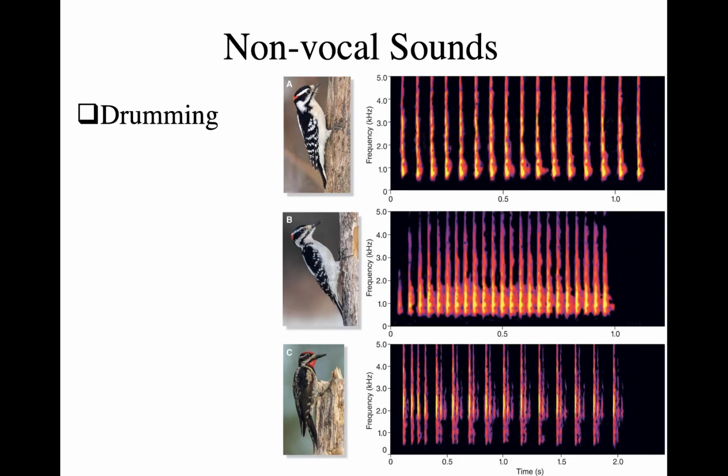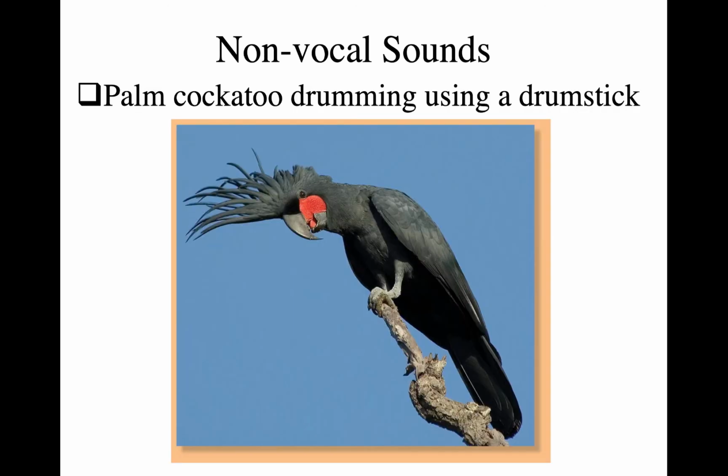Again, birds also make non-vocal sounds. We covered this a little bit. So drumming in woodpeckers, this broad spectrum of sounds. But some birds, like palm cockatoos, don't use their bill to drum. They do drumming using literally a drumstick. And males will do this to attract females to a cavity.